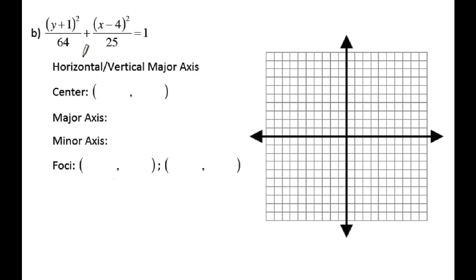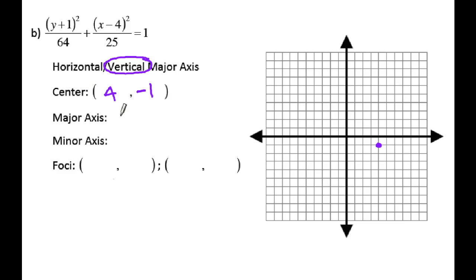For letter B, your bigger number is underneath the y, which means you are going to have a vertical major axis. Your center, please be careful, is going to be at positive 4, negative 1. So I'm going to go ahead and plot my center at positive 4, negative 1. Make sure you keep track of your x's and y's, by the way.